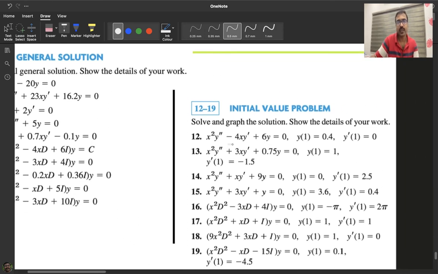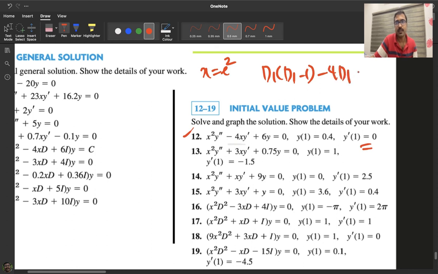Suppose this is the equation. Again, you can see that it's an Euler Cauchy equation together with extra conditions. There also it's very simple. What will you do? Give the substitution x is equal to e raised to z. I'm talking of question number 12. So it will be D1 into D1 minus 1 minus 4 D1 plus 6, into y. Now simplify it. It will be simply D1 square minus 5 D1 plus 6 into y.